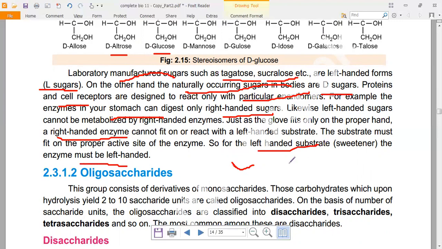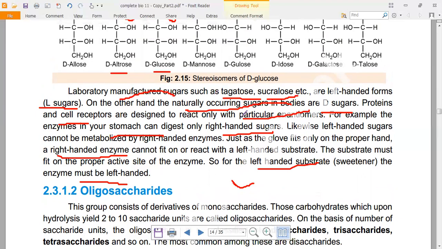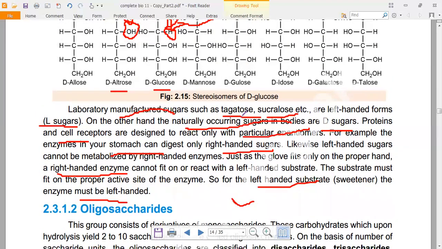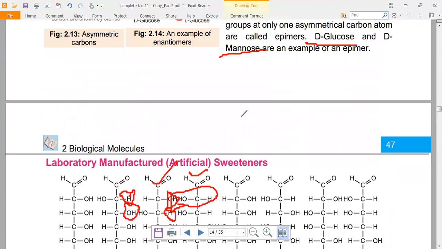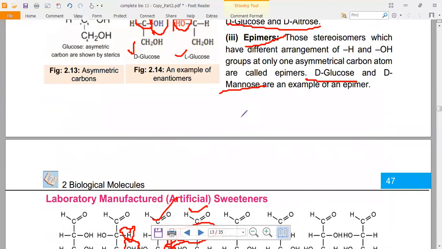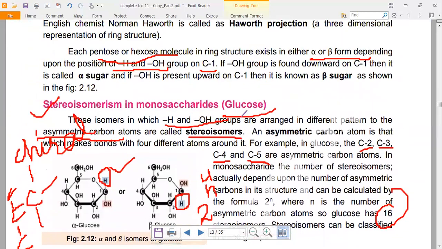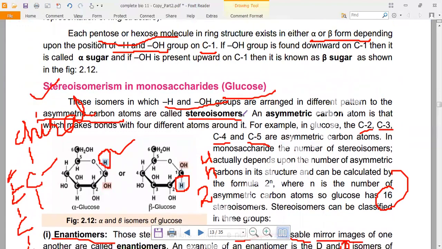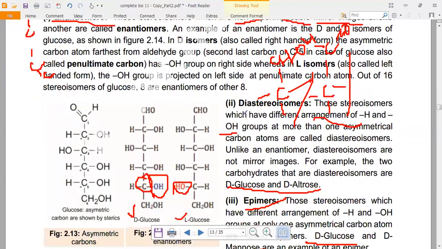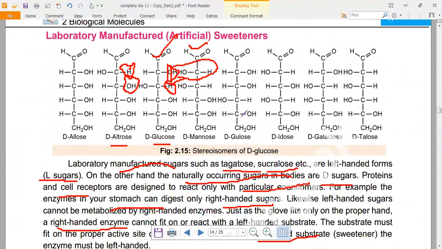In our body, most of the enzymes are right-handed. They are D in structure and specific for D sugars. Dear students, I hope you understood all of this. It was very interesting: the classification of monosaccharides and how D and L are important in our body as well.